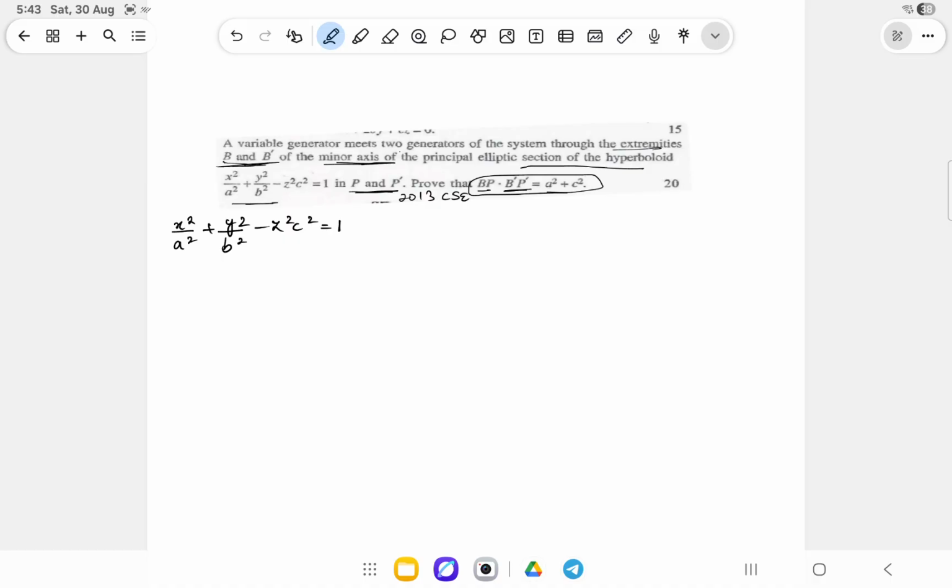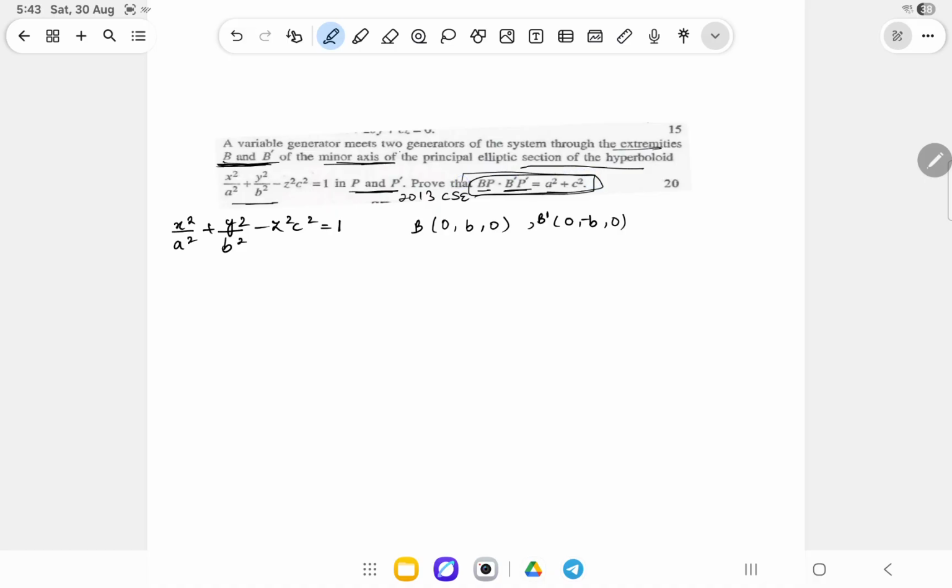The question says that the variable generator meets two generators of the system which are passing via the minor extremities, that is b and b dash. So the minor extremities will be basically 0 comma b comma 0 and 0 comma minus b comma 0. This is b, this is b dash. So the variable generator meets these two generators passing via this and this at points p and p dash, and we're supposed to prove this relation.